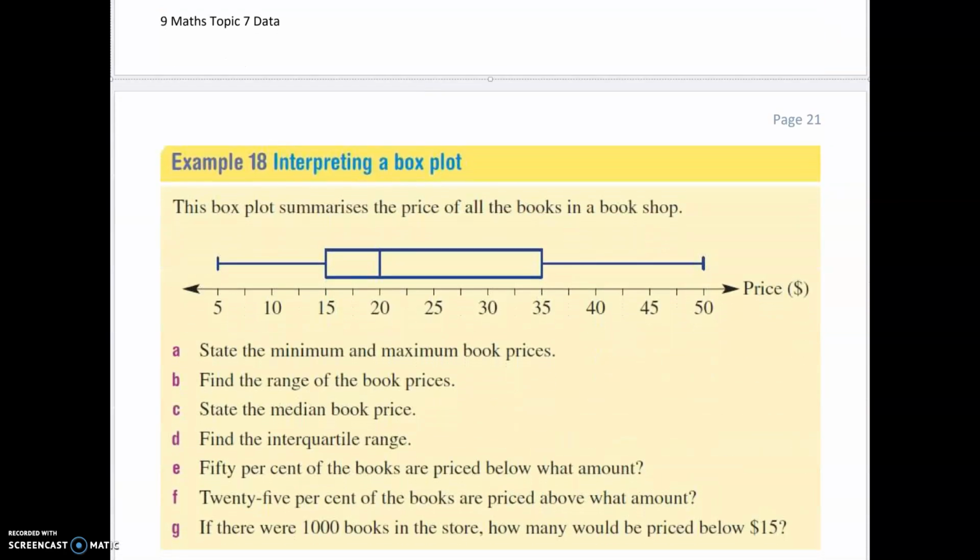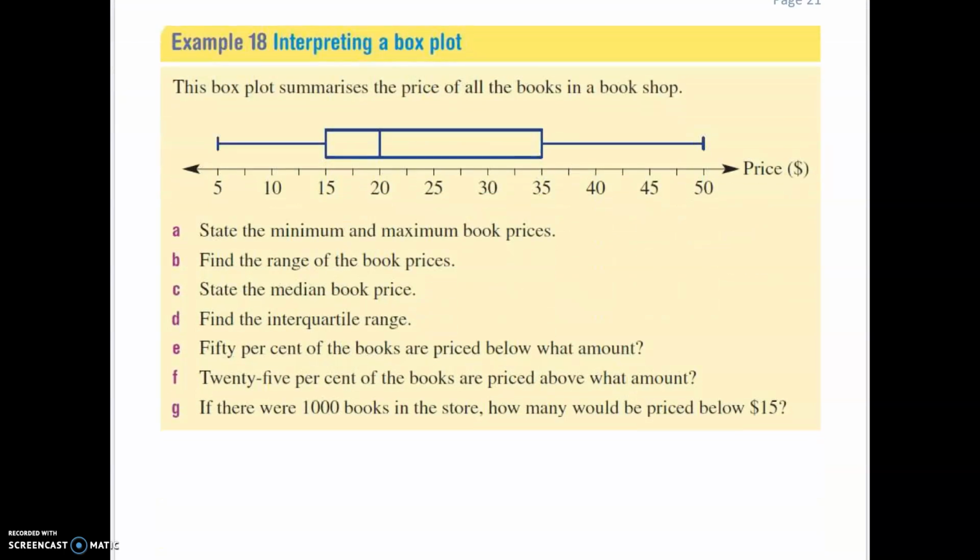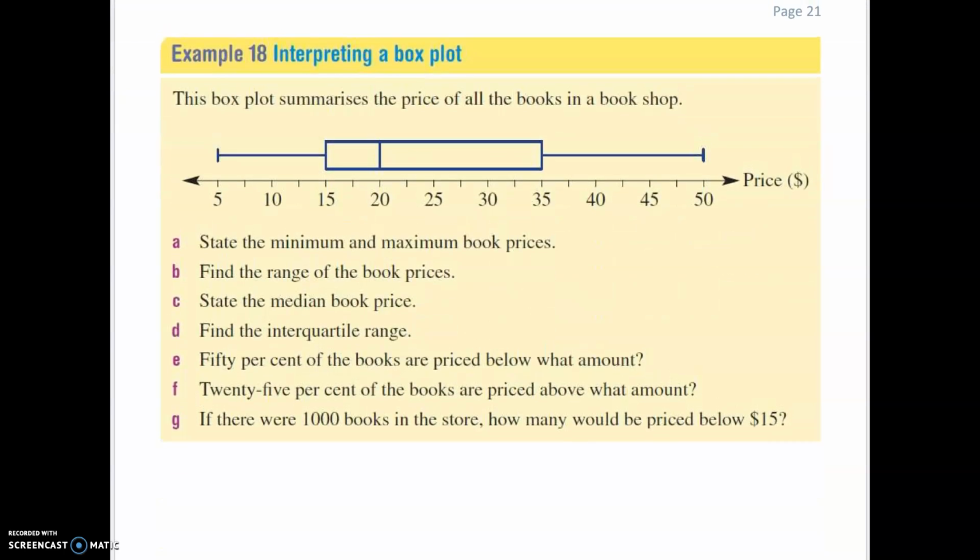So now we're on example 18 on page 21. This box plot summarizes the price, so these are in dollars, of all the books in a bookshop. So this is the price of those books. The first question says to state the minimum and maximum book prices. So they want to know what's the minimum. When you're looking for the minimum, you're looking for this value up this end. So the cheapest book that they had was $5. That's all you have to write.